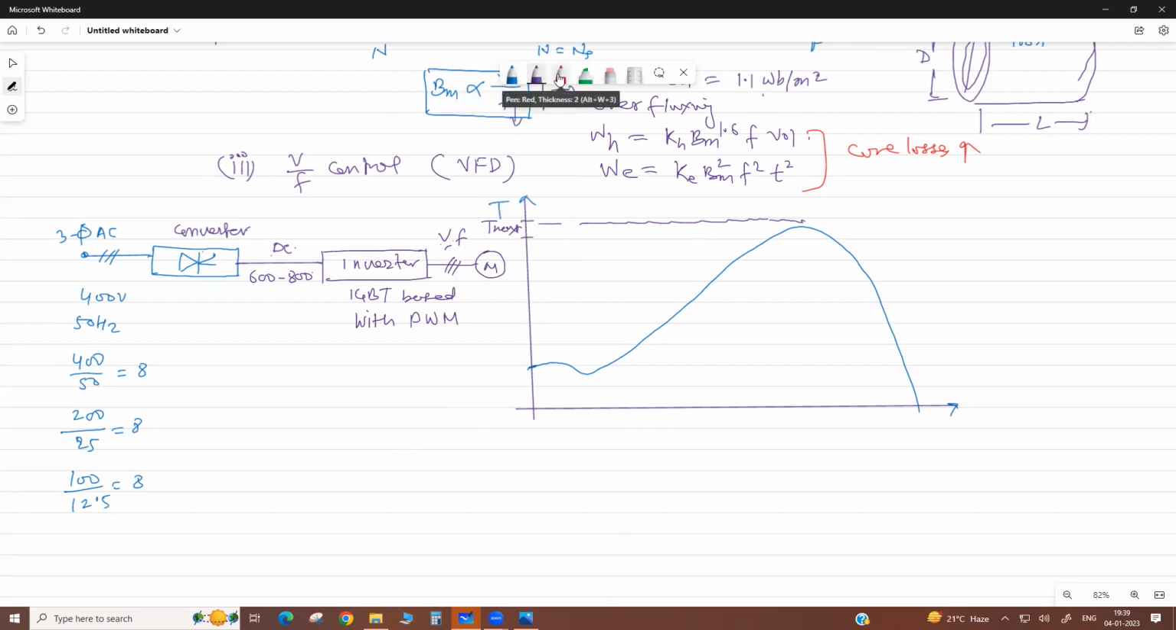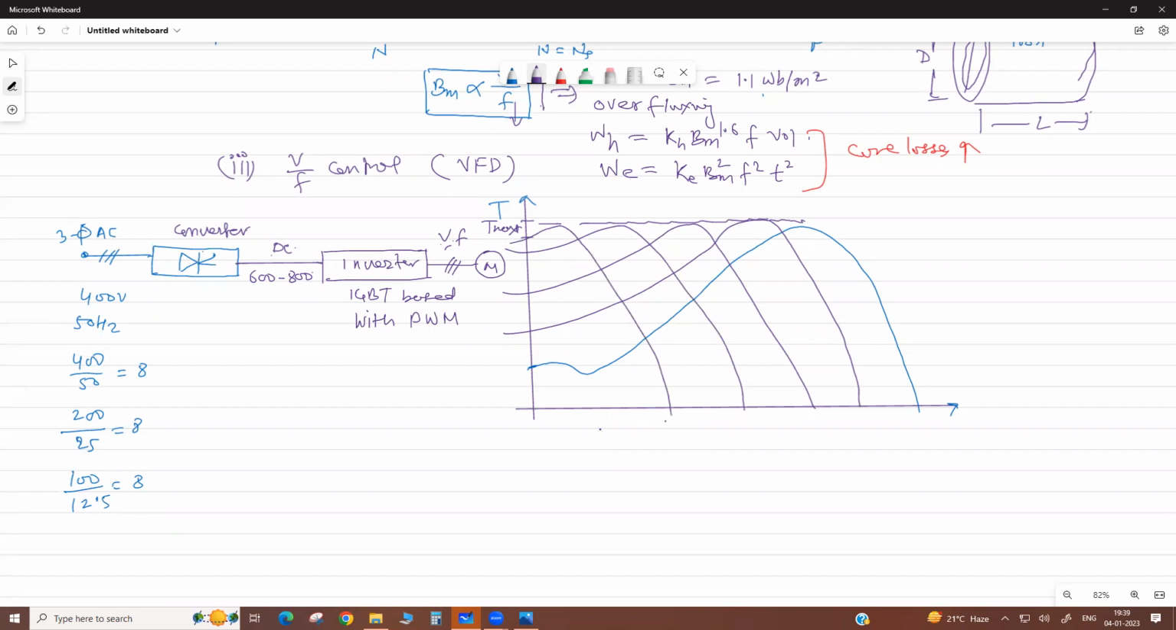Then in this case, this curve is shifted like this with different frequencies, and we get a wide range. We can run the motor at 20, 50 RPM also. Here the speed is 0, here N is equal to N synchronous. So on the same load, this is your supposed load, and this is the speed. So there is a wide range of speed control also.